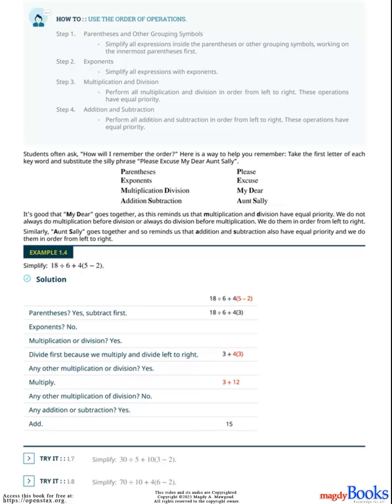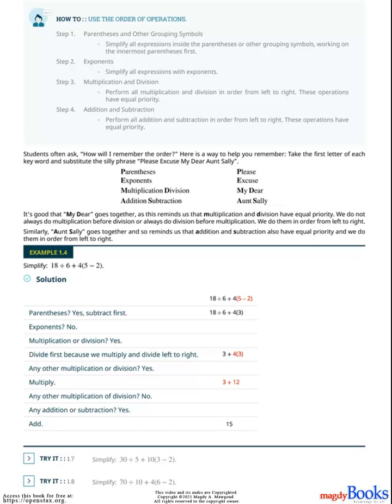Exponents? No. Multiplication or division? Yes. Divide first because we multiply and divide left to right. 3 plus 4 times, open parenthesis, 3, closed parenthesis. Any other multiplication or division? Yes. Multiply. 3 plus 12.